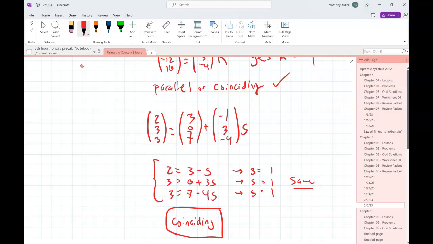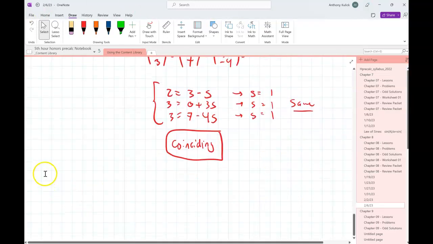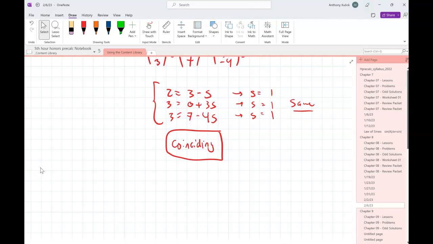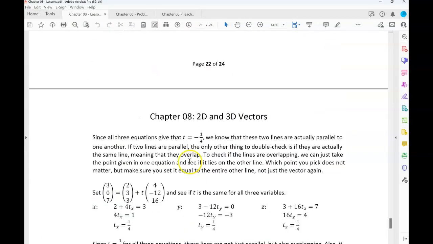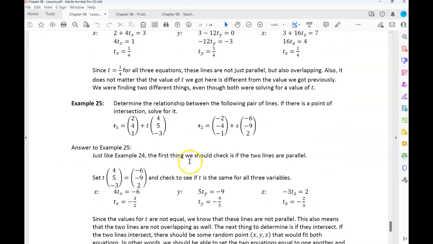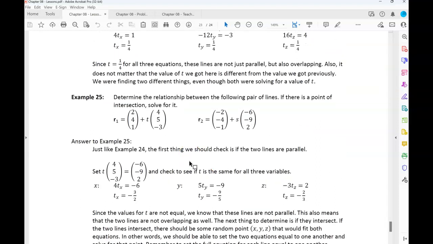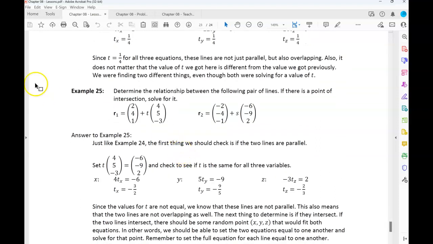Do you feel okay with that example? In general, the steps here can be kind of lengthy, like there's a lot of things to check. But if you understand what the process is doing, and like, okay, yeah, to see if they're the same line, if they're parallel, all I need to do is see if there's a point on both lines. All right, let's do the next one.